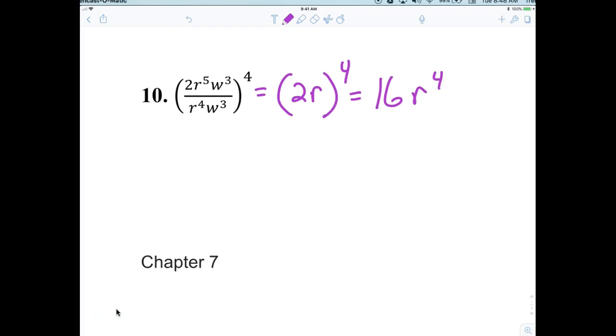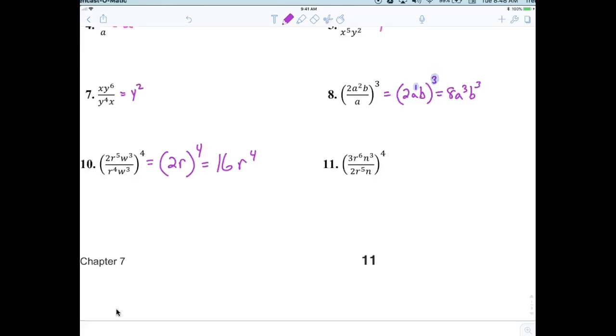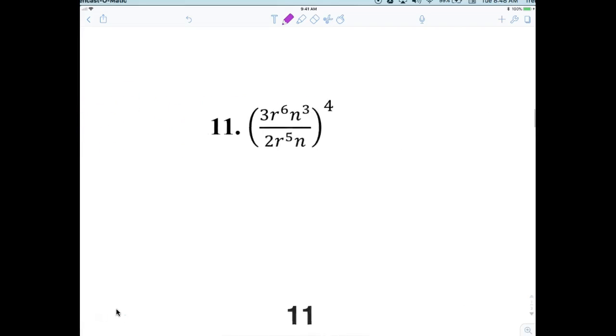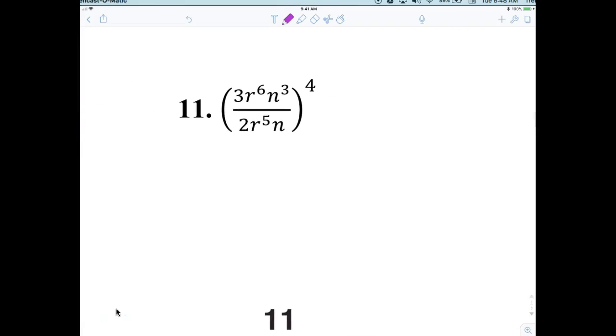16R to the 4th. I just don't understand why you would keep the 4th there, because you already used it. I haven't. I simplified. 16. Yes, but it's in for the R. Okay. It's in parentheses. That means you raised everything inside the parentheses to the 4th power. Good job. All right, let's simplify number 11, 3 over 2. What about the R's?